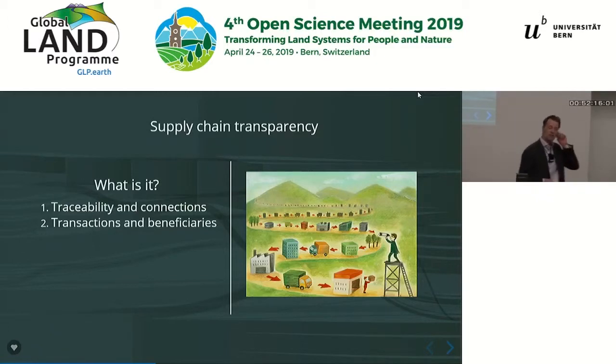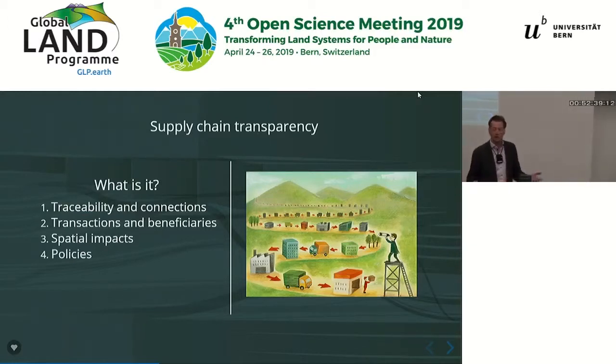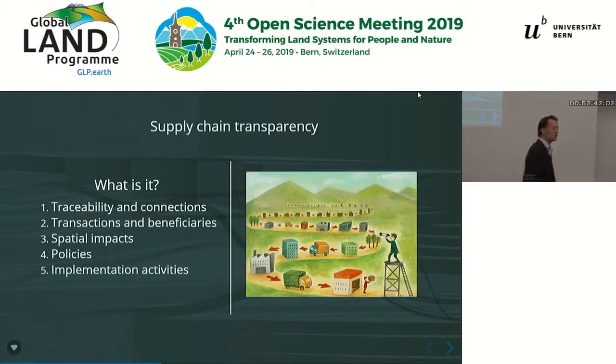So transactions and beneficiaries, access to the understanding about the relative benefit, the relative monetary benefit, if you like, that different players in a global supply chain will enjoy is really not available. The spatial impacts, we do have a lot of information on spatial impacts. Typically, however, it's not connected to supply chains. Policies, we have an increasing amount of information on policies, on commitments, zero deforestation commitments, for example. But also there's a dearth of information on implementation activities. What's the extent to which a given commitment has actually been implemented on the ground? How has the policy been transformed into actual practices and activities?